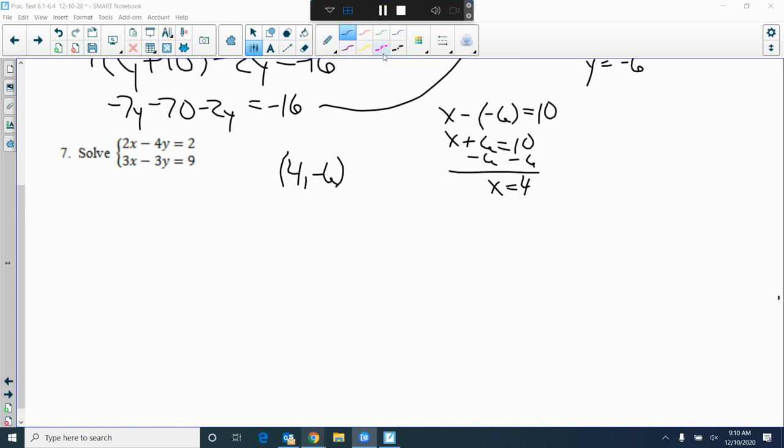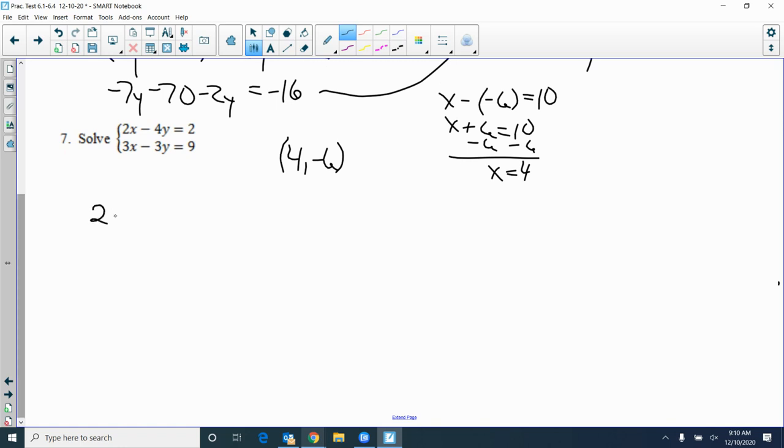All right, number 7. Okay, I have 2x minus 4y equals 2 and 3x minus 3y equals 9. All right, hold on, slow down. Now whenever you see this, where all 4 of them have a coefficient, I would probably recommend elimination is going to be easier for you.